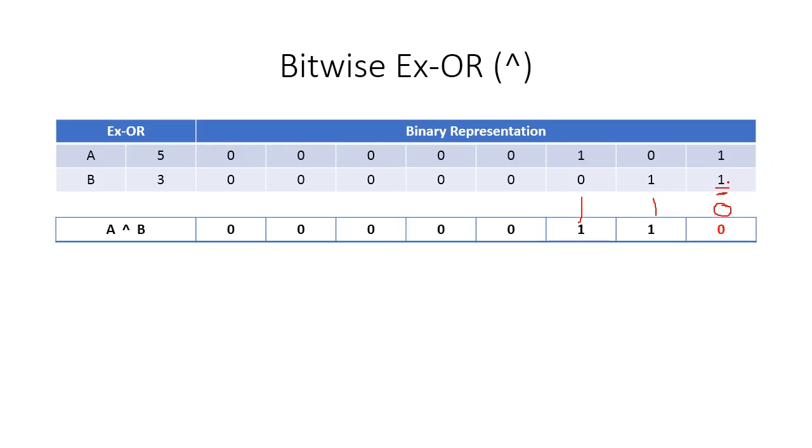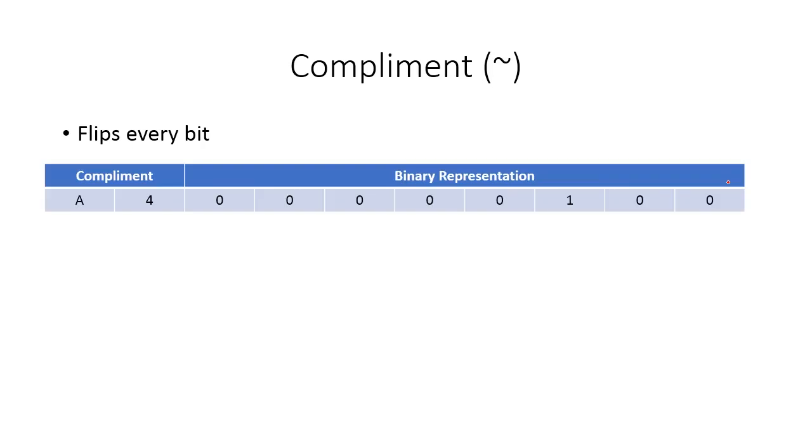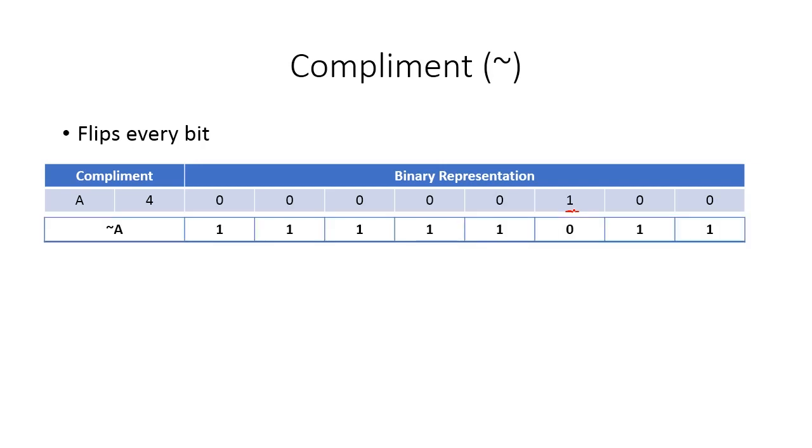Fine guys? Okay, so we have learned about AND, OR, as well as XOR. Now let's look into the complement. I said complement is a unary operator. It works on only one operand and it flips every bit. If a bit is 0, it's going to convert to 1. If the bit is 1, it's going to convert to 0. So if I take this input, you can see only one bit is 1, every other bit is 0 here. Now what is the complement? Every 0 bit will be converted to 1 and every 1 bit will be converted to 0.